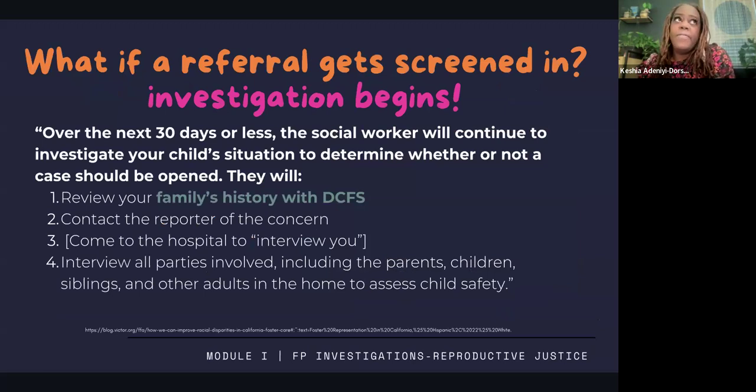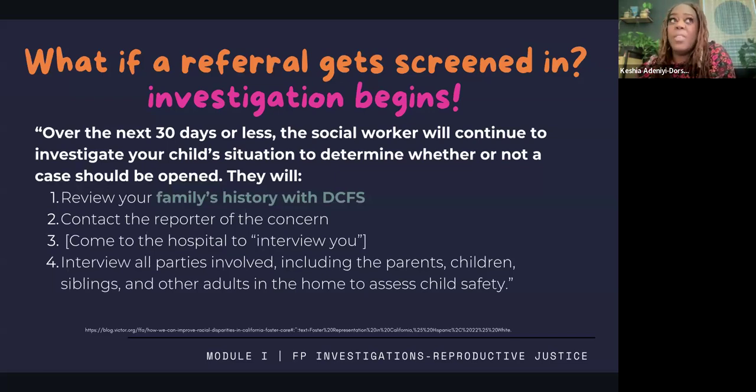So what if the referral gets screened in? If the call is made to the hotline and the social worker says, yes, we think this is something we should look into, an investigation essentially begins. And the text here that I use, and listen, y'all, I don't make things up. I don't try to be creative. I just use the policy manuals that the family policing people use, okay? This is from the DCFS policy, what they say happens if they decide to do an investigation.